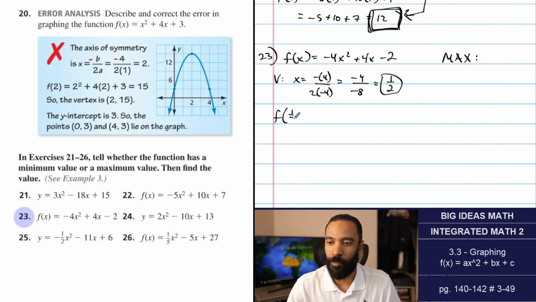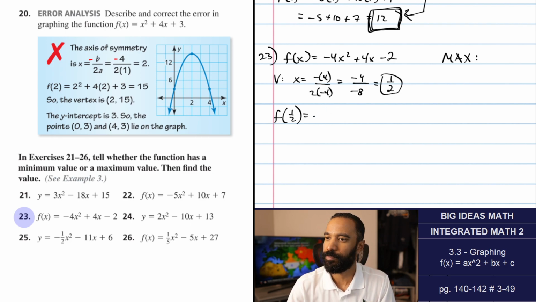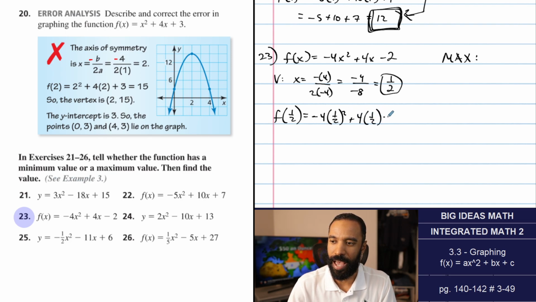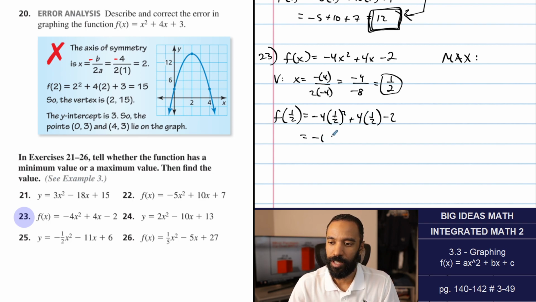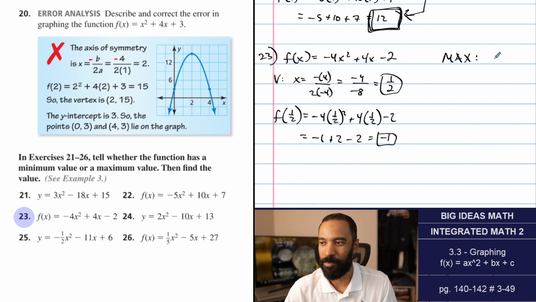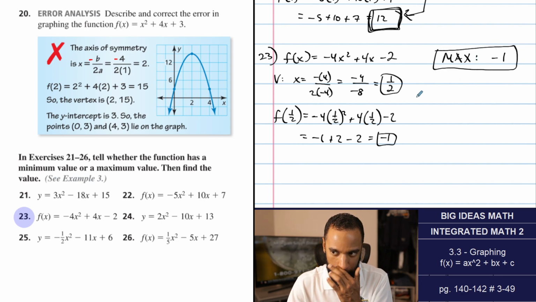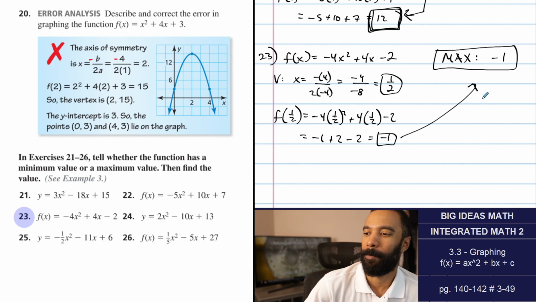But f of 1/2 now is negative 4 times 1/2 quantity squared plus 4 times 1/2 minus 2. 1/2 squared is 1/4 times negative 4 is negative 1 plus 2 is positive 1 minus 2 is negative 1. Negative 1, which is the maximum. We have a maximum of negative 1. Okay, that's how I'll write it from here on out. There's a maximum of negative 1. Like that.